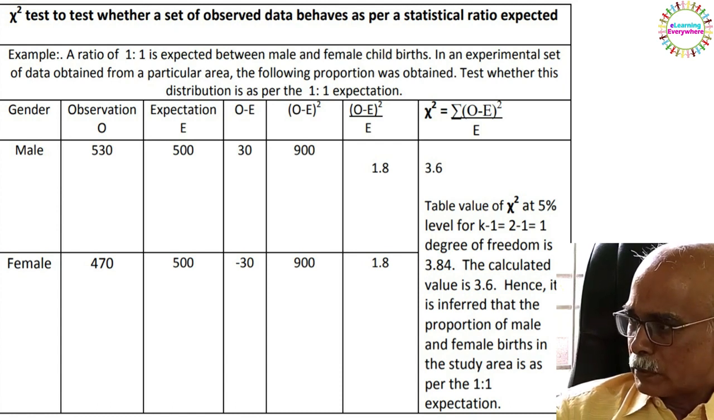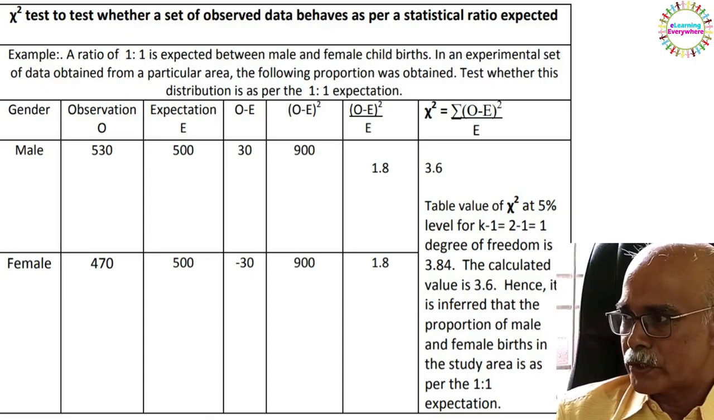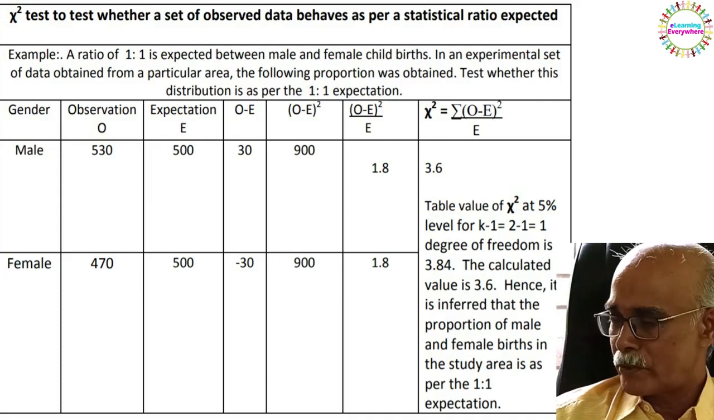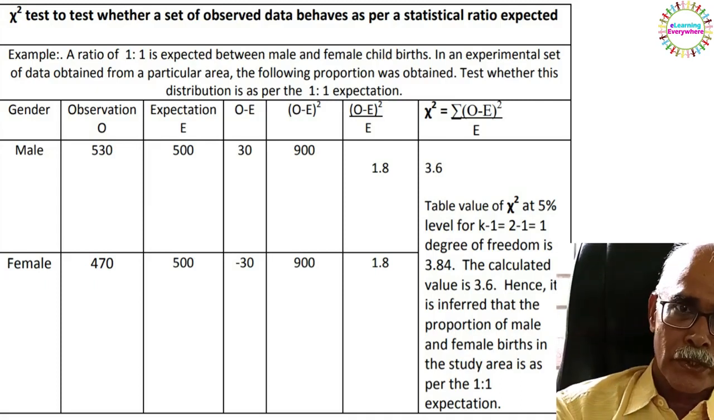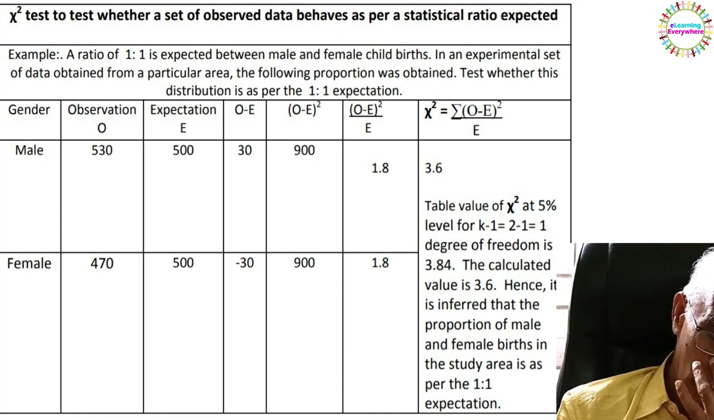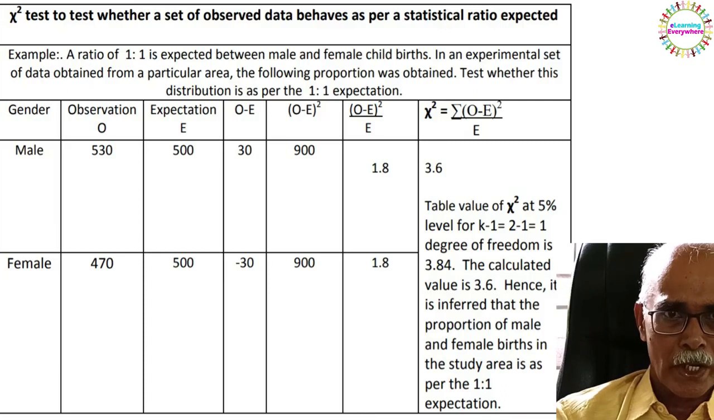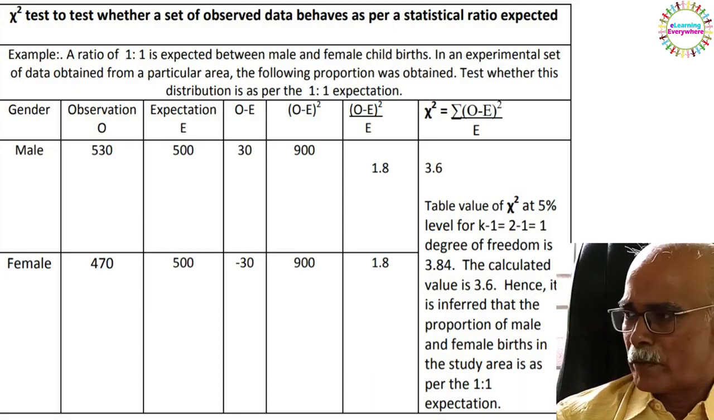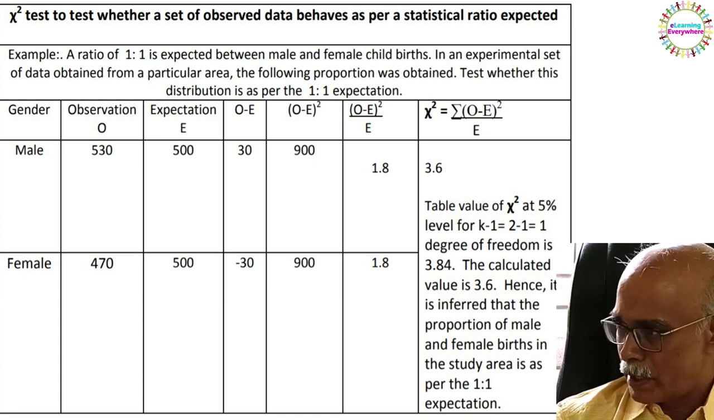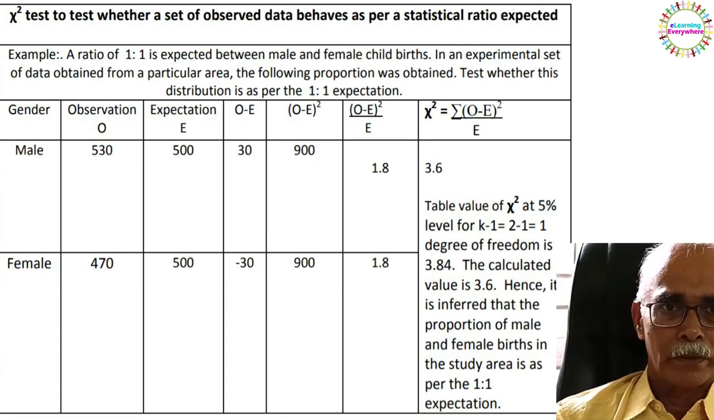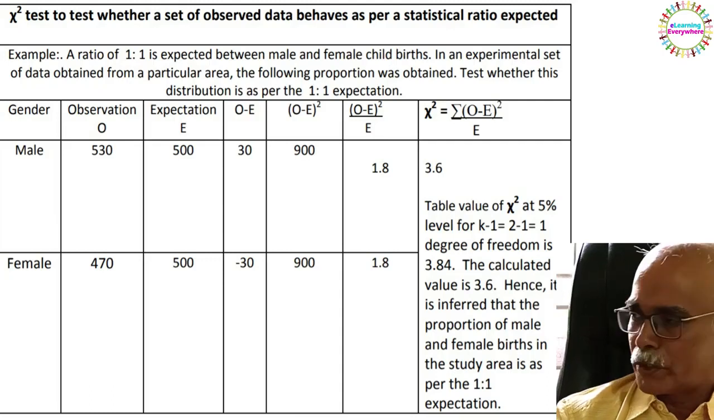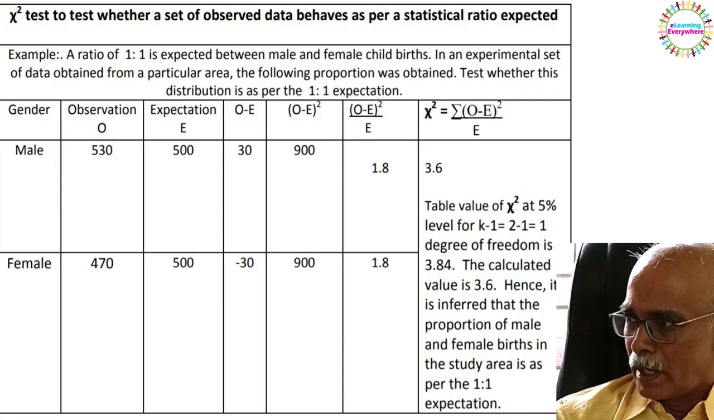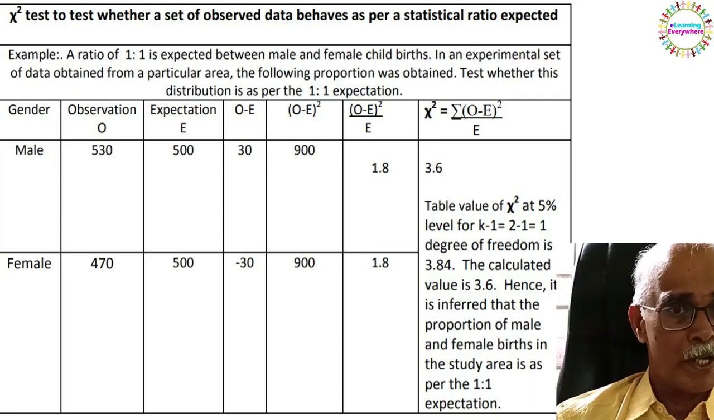And here also you have to see whether this value 3.6 is statistically significant or not. For the purpose you are using a chi-square table, which is almost similar to a t-table. It is available with n on one side and the probabilities on the other side. And here also you are fixing 5% as the level of significance. If you go to the table of chi-square distribution, here the degree of freedom is k minus 1.